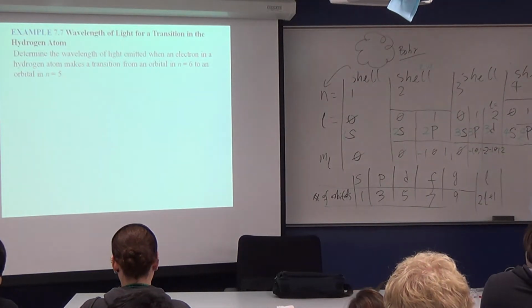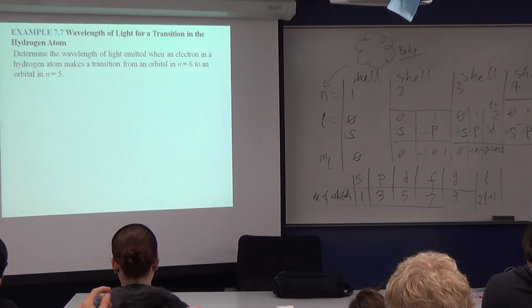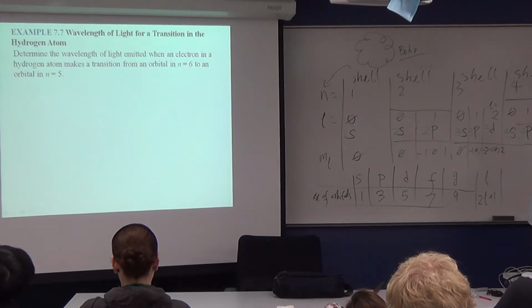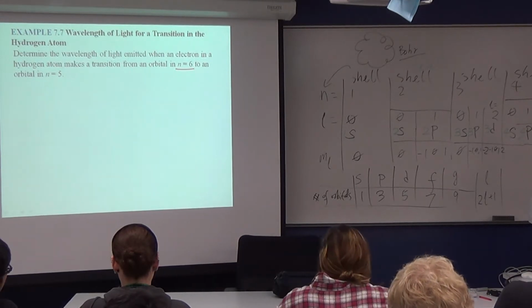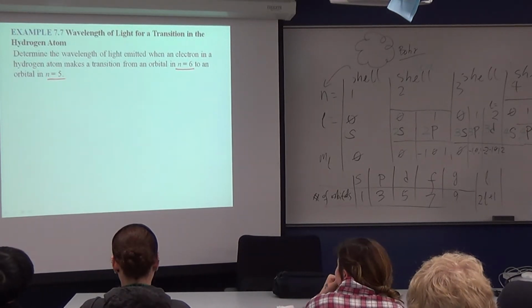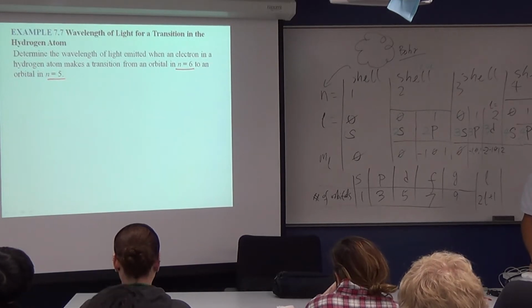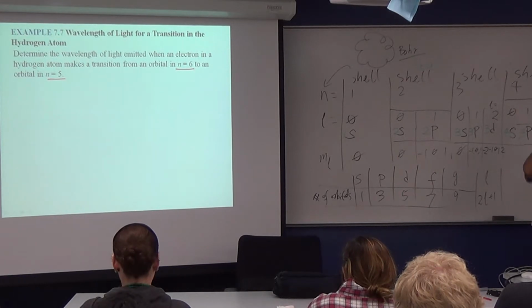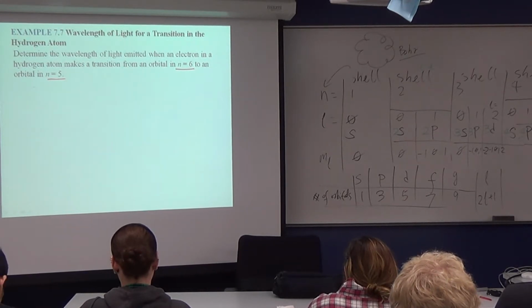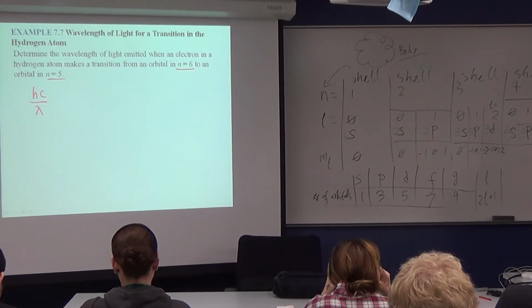So you want to determine the wavelength of light emitted when the electron goes from 6 to 5, right? Yes, that's right. You go from 6 to 5, from higher to lower, so your energy will be emitted. And so what you use is just hc divided by lambda, right? That equals negative.